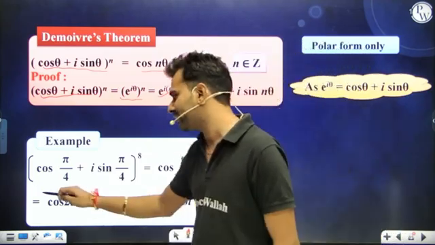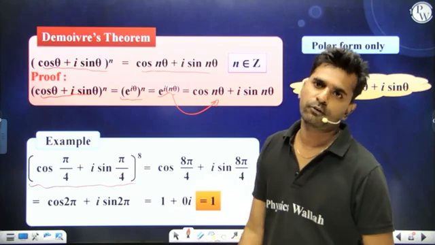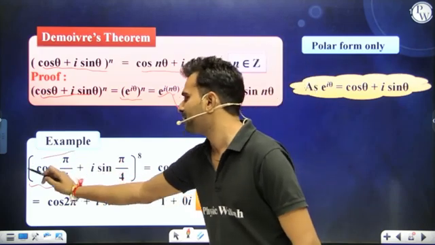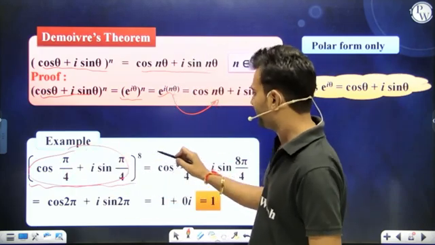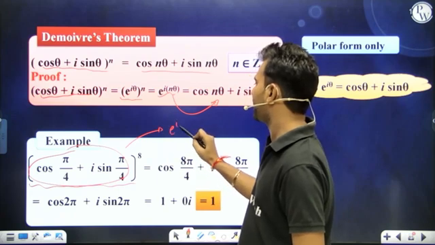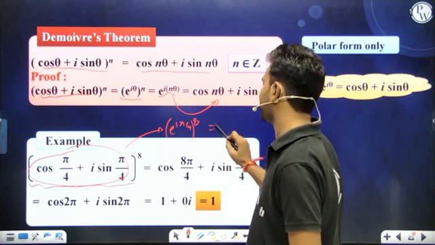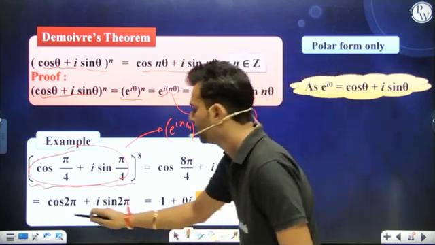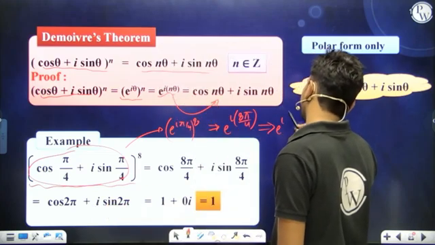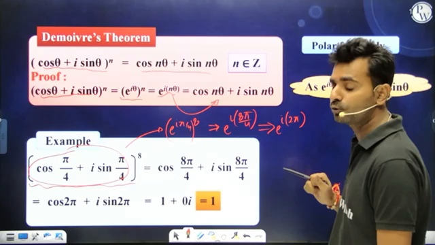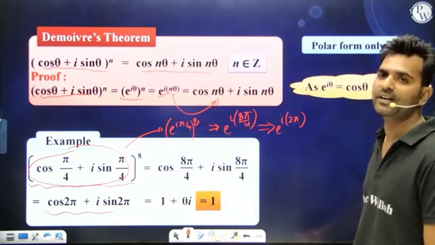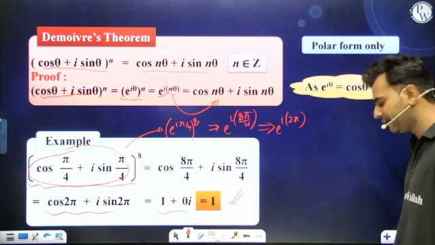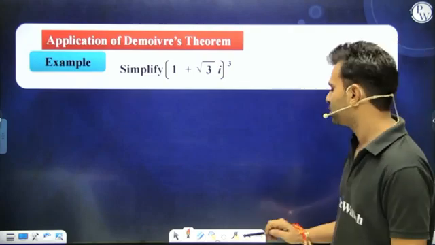Let's say I want to evaluate this particular thing. Now this can be easily done with the help of De-Moivre's theorem. This is e to the power I pi by 4 to the whole power 8. Then this can be written as e to the power I 8 pi by 4. 8 pi by 4 is nothing but 2 pi. So e to the power I 2 pi is nothing but cos 2 pi plus I sin 2 pi. Remember, cos theta plus I sin theta is equal to e to the power I theta. So cos 2 pi is 1, sin 2 pi is 0. So this thing is nothing but equal to 1, right? Okay. Application of De-Moivre's theorem over here.